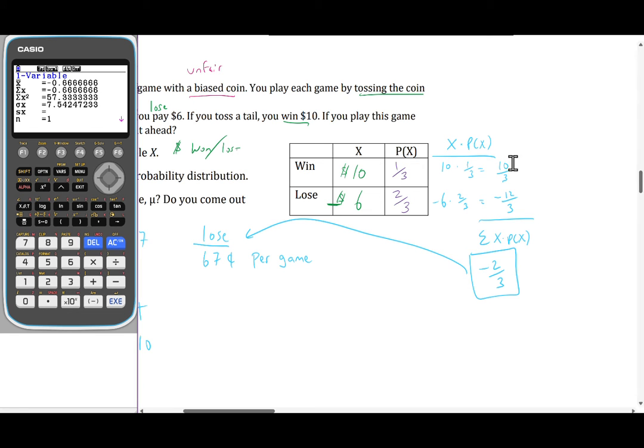And that's how we can find the mean or expected value and the standard deviation for a discrete random variable using the Casio fx-CG50.